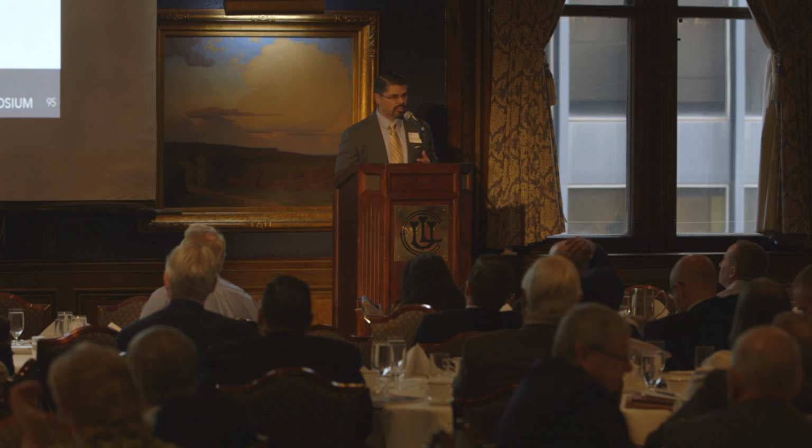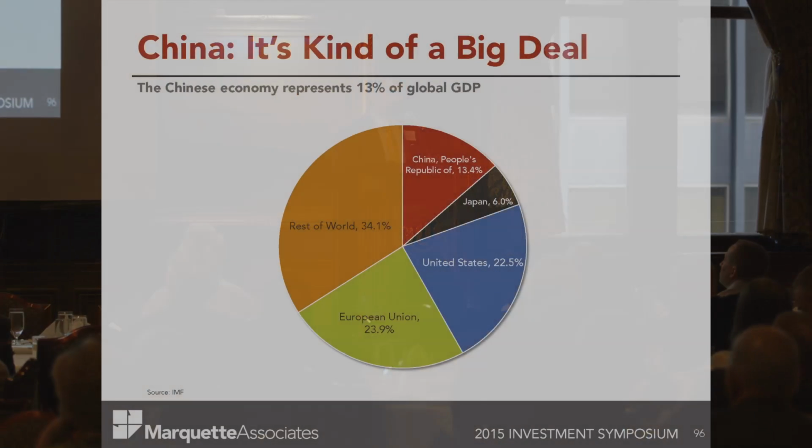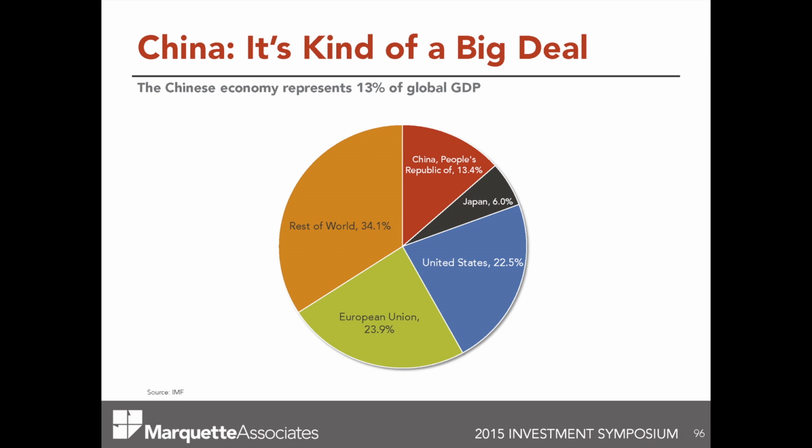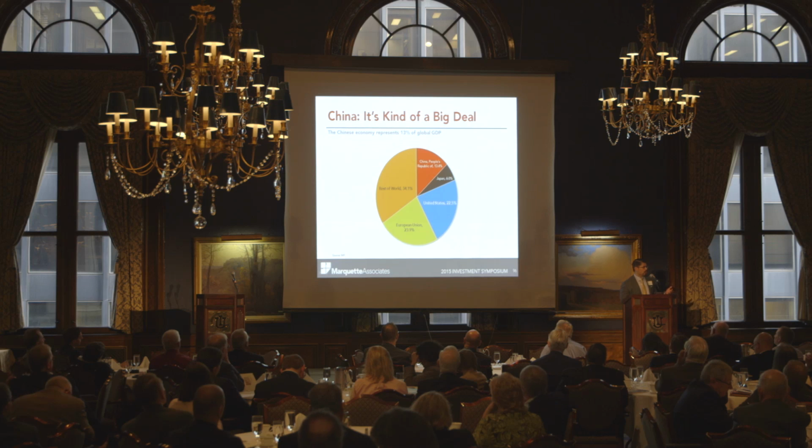And our first major insight on China is it's kind of a big deal. Here we've mapped out world global GDP and some of the major contributors. As no surprise, the United States is the dominant country, representing close to 23% of the world's GDP. China, meanwhile, has a significant portion at 13% of the world's GDP.